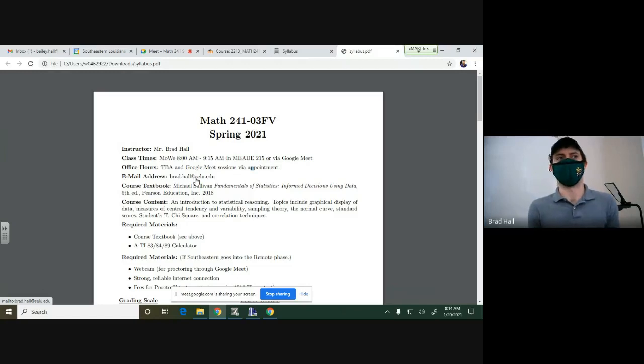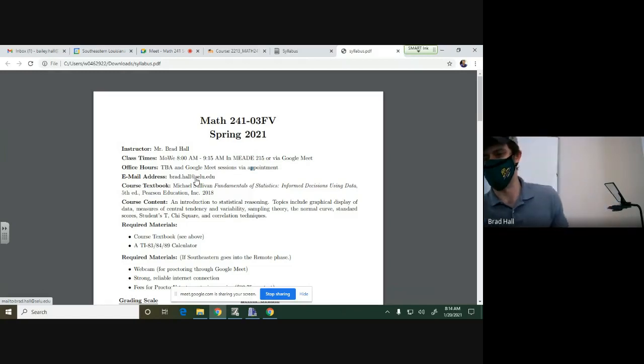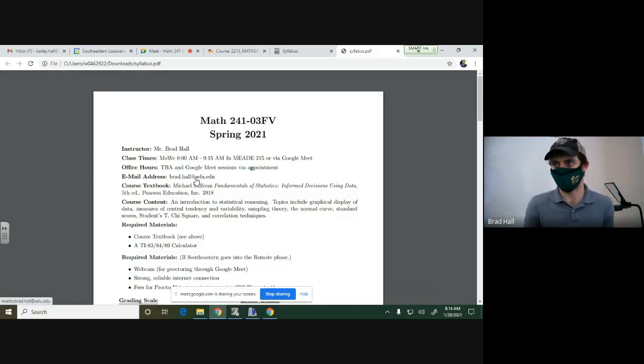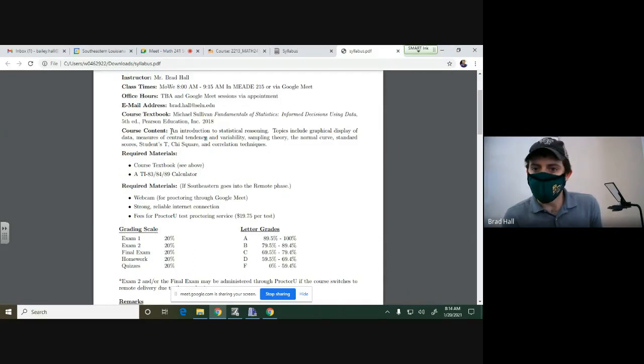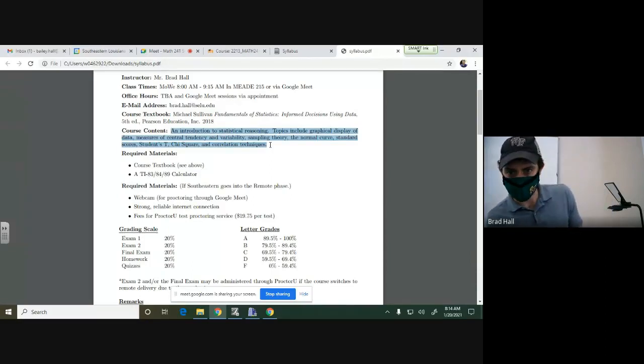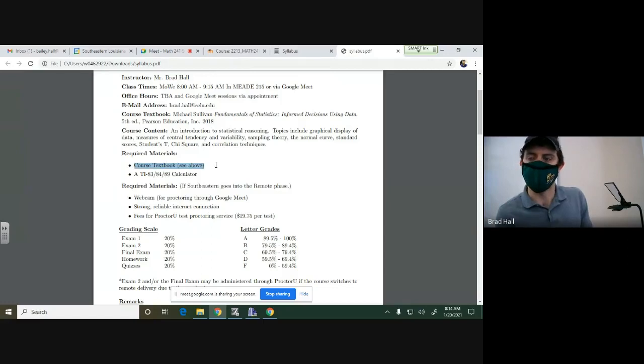All your homework and quizzes are going to be online. So you won't need it to have to derive homework problems to write down on pieces of paper. Course content, I stole this from Leonet. We'll learn about all these things as the semester progresses. The required materials, it does say course textbook, but again, if you don't have it, it's not the end of the world.